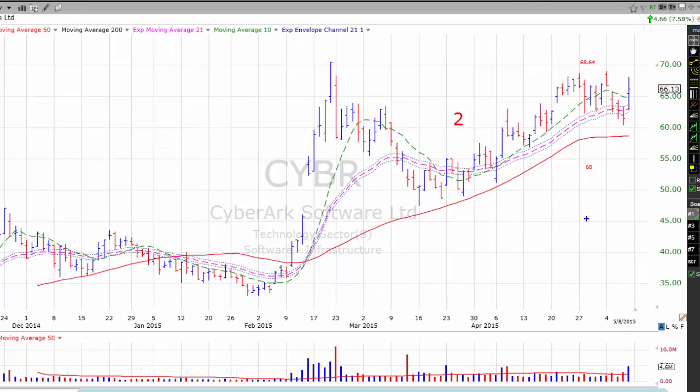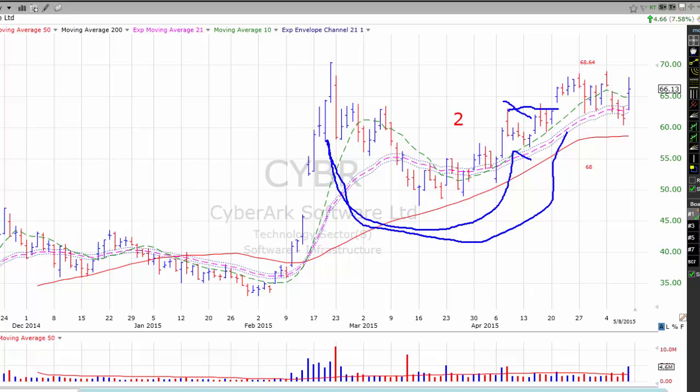Next, I want to take a look at CyberArk software. CyberArk is an Israeli provider of network security software focused on protecting privileged accounts for commercial enterprise. CyberArk has been working on this cup and handle base. We actually got a nice cup and handle breakout here last week, and right now we're working on a second cup and handle. Cup and handle is sort of the formation that keeps on giving.